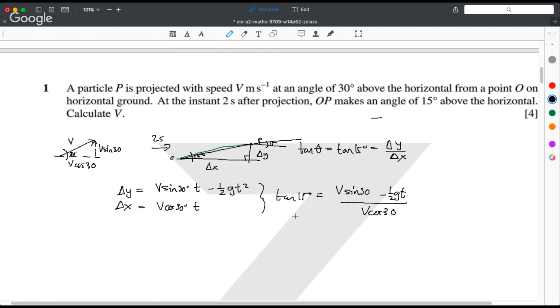And you can see that we can solve this. We know what tan of 15 is. We just put that in the calculator. Make sure that you've got it on degrees and not radians. We know what the sine of 30 is. We know what g is. We know what t is. That's 2 seconds, they've told us. We know what cosine of 30 is, so we can rearrange this whole thing for v. So we'll get that v is equal to minus 1/2 gt over cosine 30 tan 15 minus sine of 30, which, if you put it all in, is 37.3.